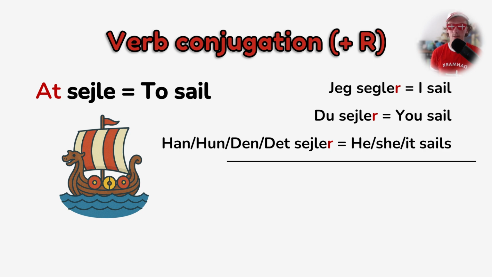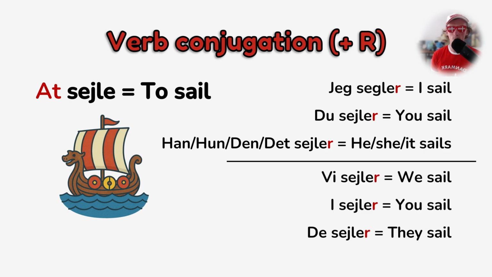Very easy. In the present tense, we just add an R and the pronoun in front, and there we have a present tense. And the exact same thing goes for a plural, so it doesn't get much easier than this for us. Vi sejler, I sejler, de sejler. We sail, you sail, they sail.